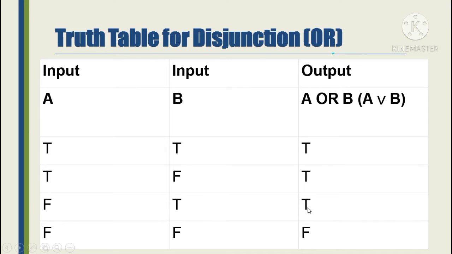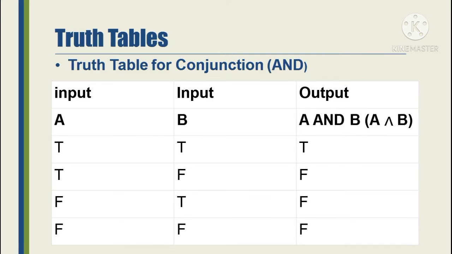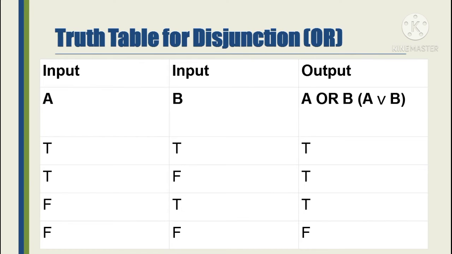Doon naman sa kabila, doon kay conjunction, naging output niya is false. Pero dito naman, kung parehas naman siyang false, syempre false din ang magiging output niya.